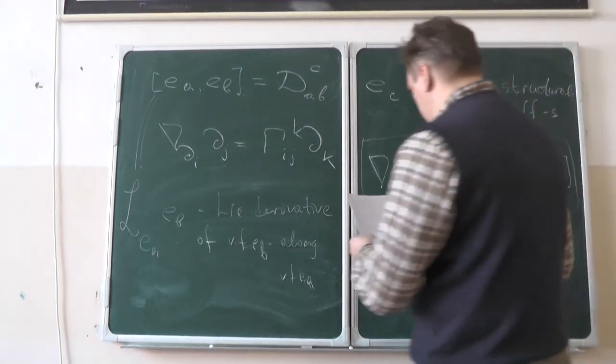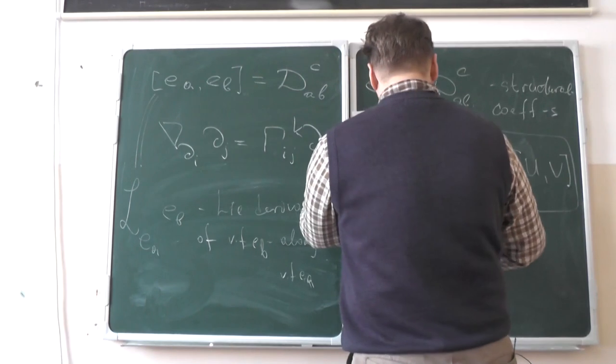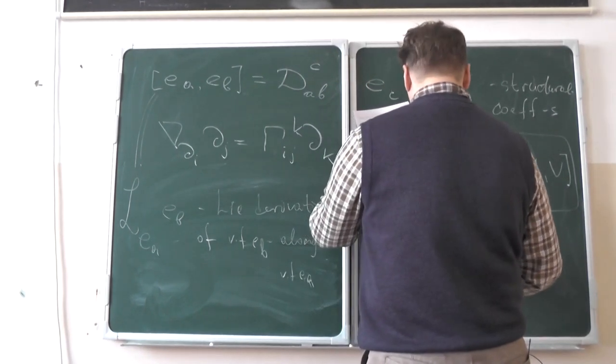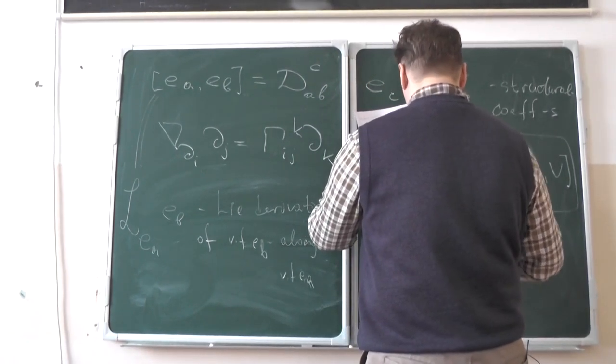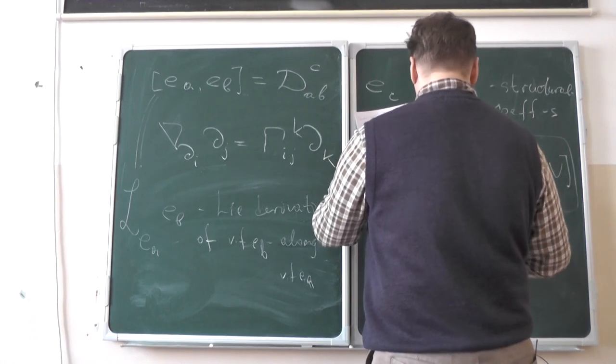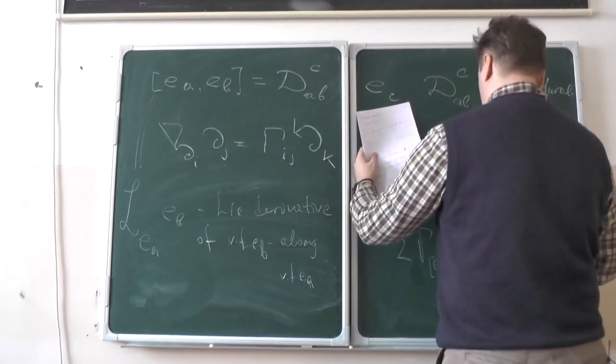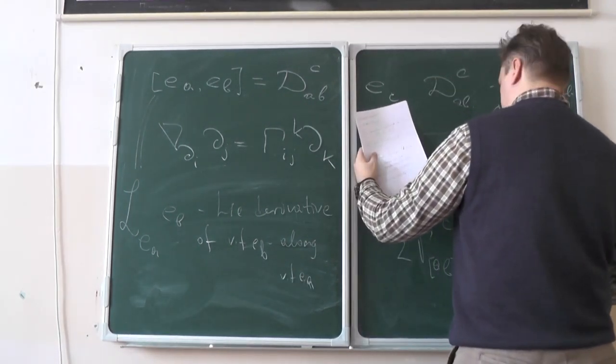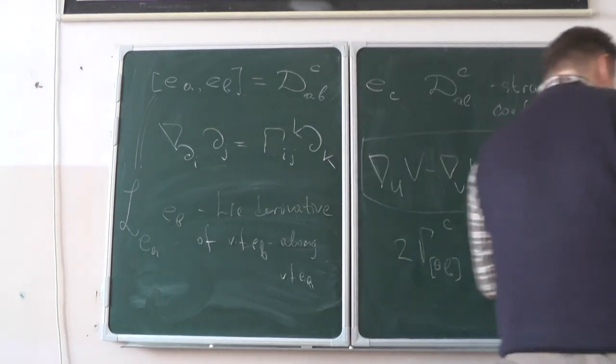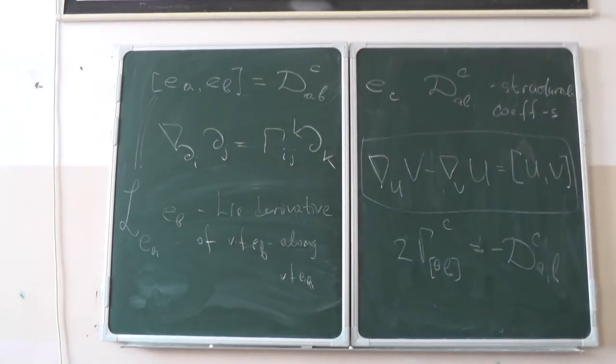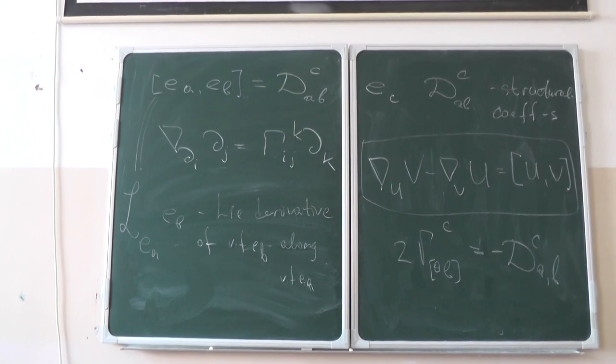And in components of these derivatives, it looks like the following. Okay, so this is about the structural coefficients and Christoffel symbols.